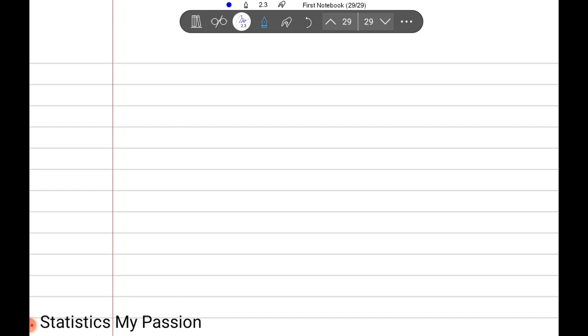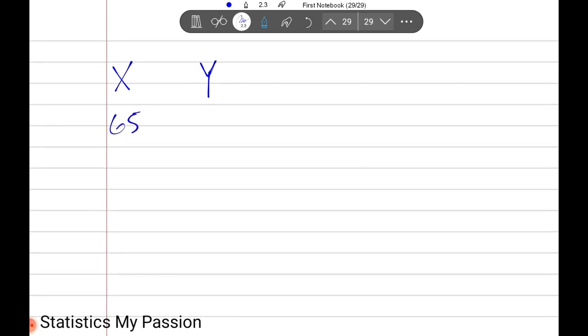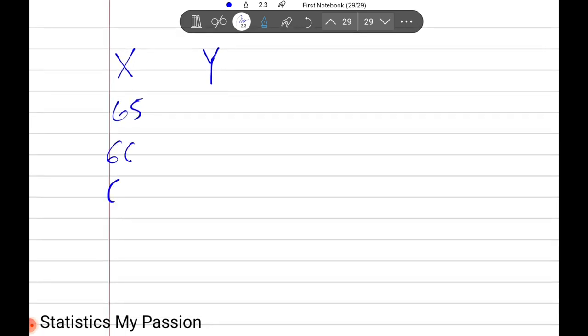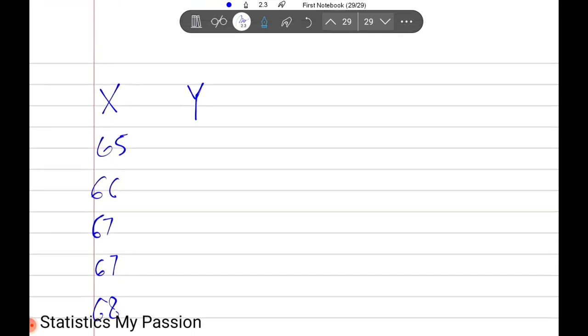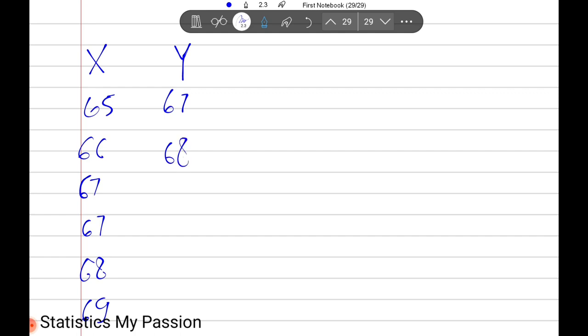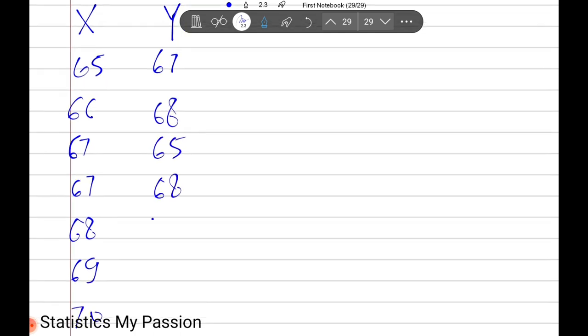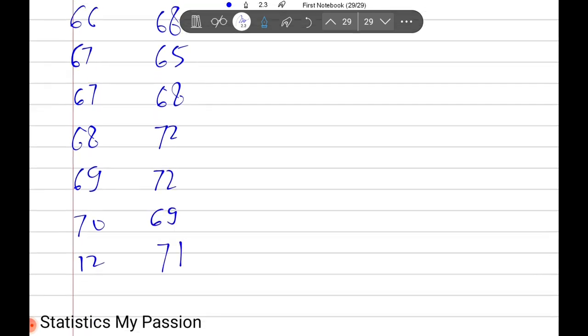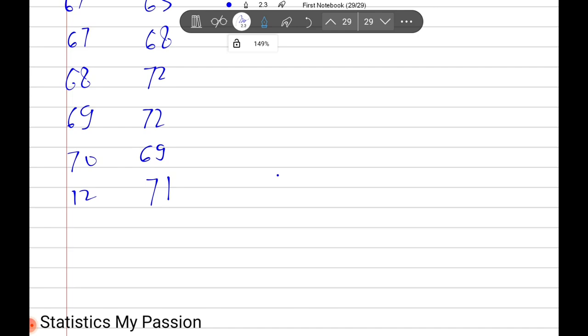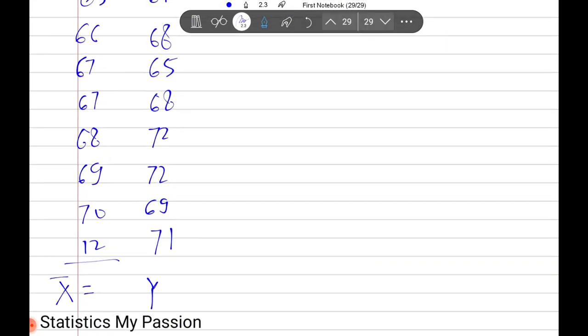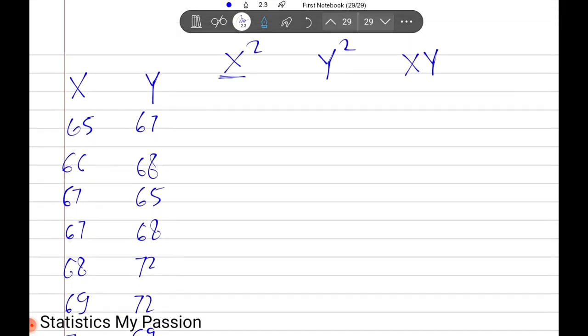Here are the given x and y values. The values of x are 65, 66, 67, 67, 68, 69, 70, and 72. And the values of y are 67, 68, 65, 68, 72, 72, 69, and 71. So basically we find x square, y square, and xy. And x bar and y bar we can find as sigma xi upon n and sigma yi upon n. So the totals are 544 and 592.